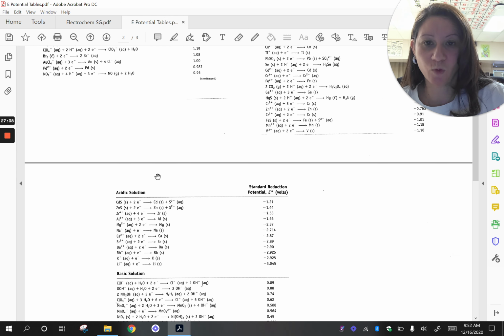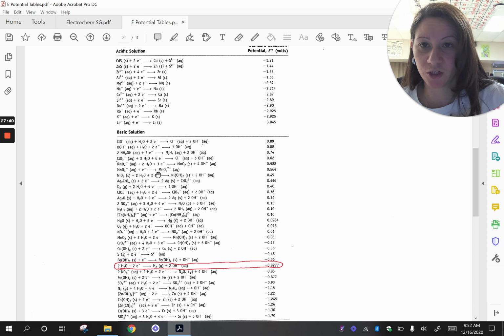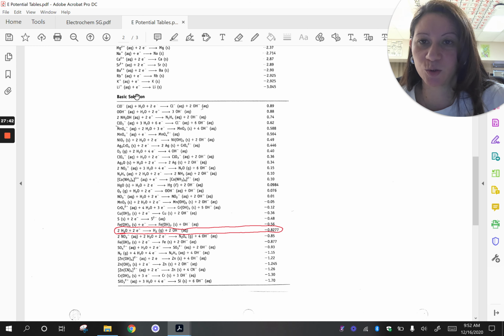Okay, let's start with the one where your water is being reduced. If you look at where it says basic solution here, you'll see water plus some electrons, and you yield this right here, and the potential is -0.8277 volts. This is your reduction for water. That's the equation you're looking for.